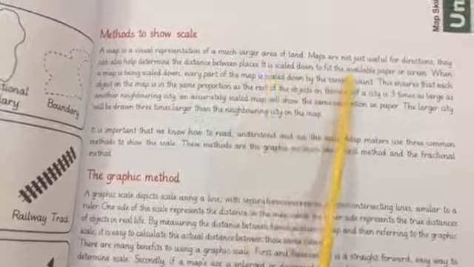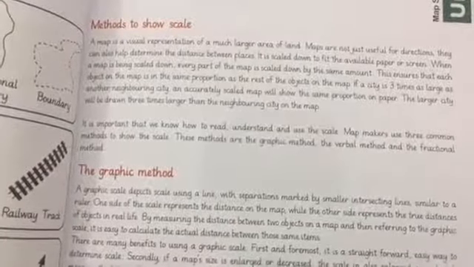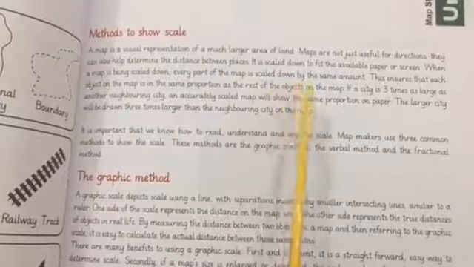It is scaled down to fit the available paper or screen. For example, we have a page of A4 size. The map will be drawn on that, and when we measure the scale, we will get the exact measurement of the original length. When a map is being scaled down, every part of the map is scaled down by the same amount. This ensures that each object on the map is in the same proportion as the rest of the objects on the map. If a city is 3 times as large as another neighboring city, an accurately scaled map will show the same proportion on paper.